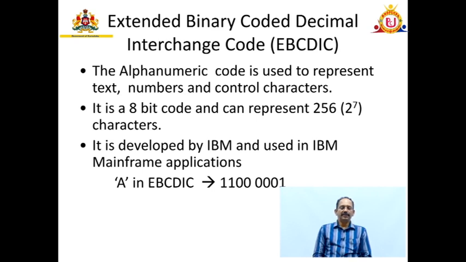So, EBCDIC is an alphanumeric computer code. All kinds of alphabets, digits, special characters, control characters and symbols can be represented using EBCDIC. After all, we have as many as 256 combinations of binary code. Almost all characters can be represented using EBCDIC.